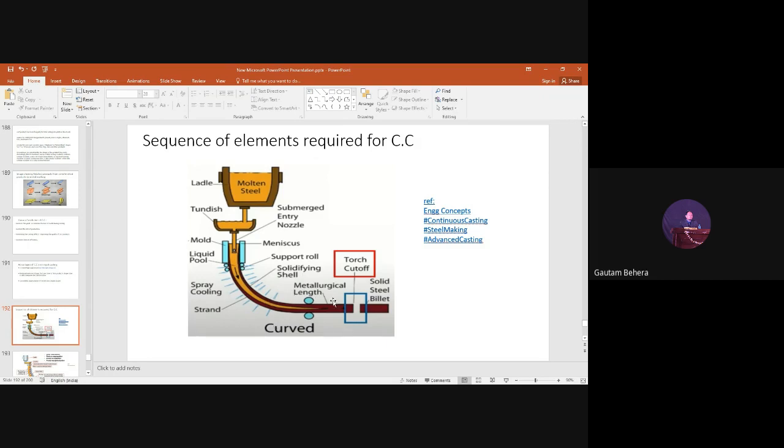Then further we have, you can see now, a straight part, and as I told, this is an endless product we are getting, but we need a particular length. So we have a gas torch, which cuts the length which is desired for us. It will be cut and sent to the mechanical working section, where there will be rolling, basically, or a forging unit.